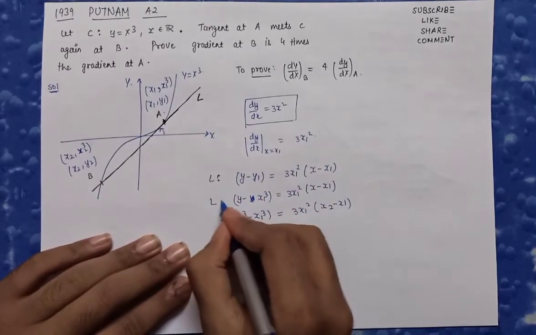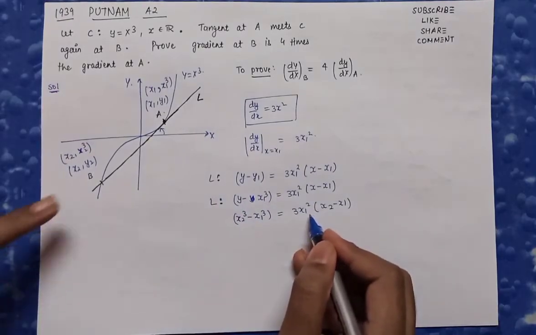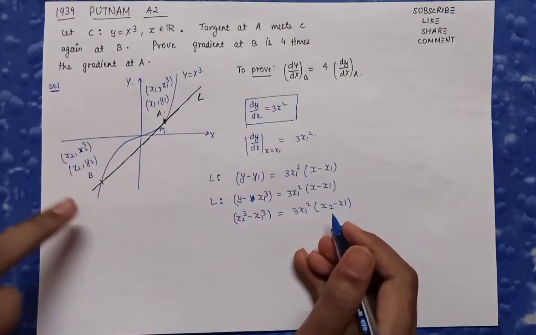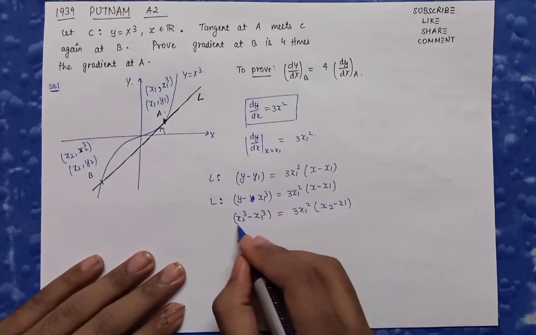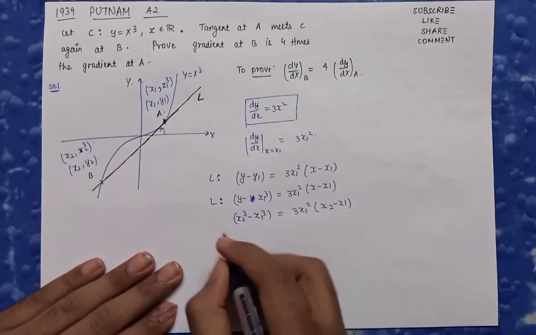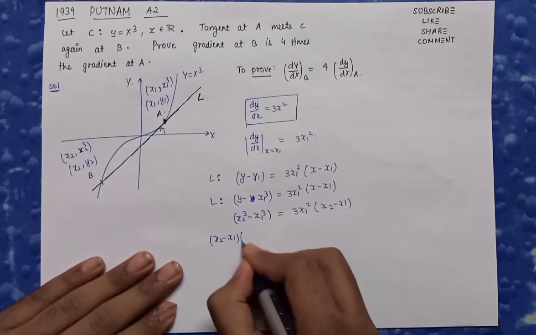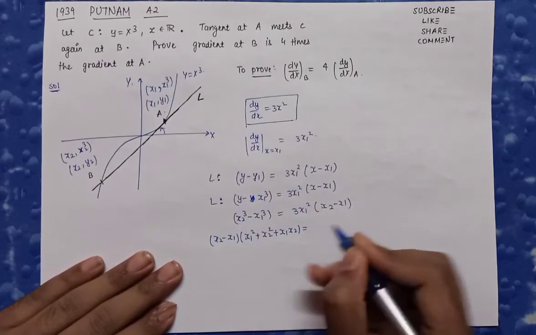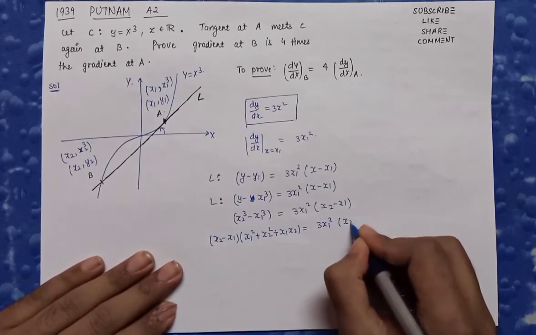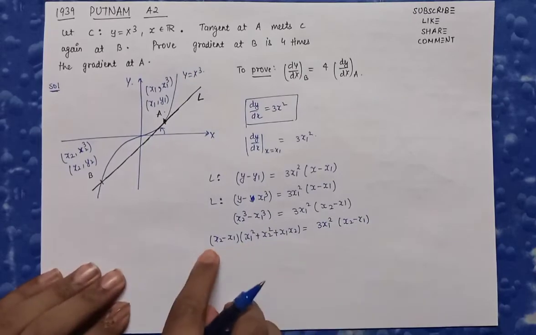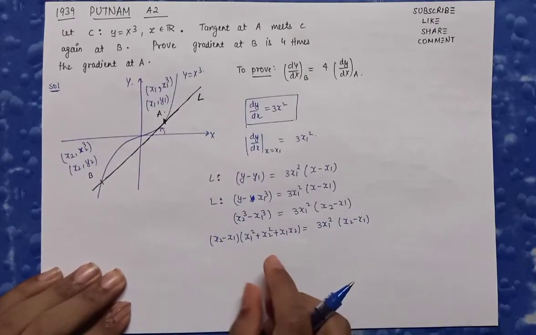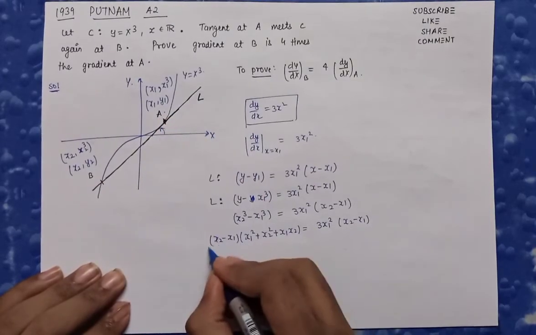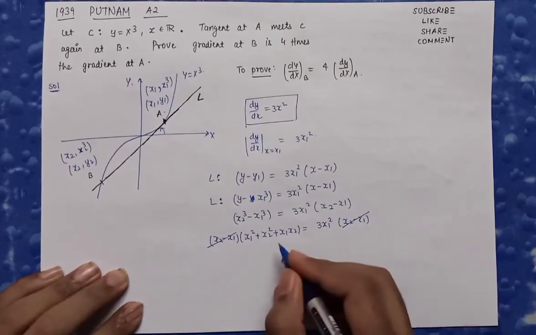This was the equation of the line L, but now I have made it satisfy this at point B. So this is not the equation of the line; I have just substituted this point because it satisfies the line. This is of the form a cubed minus b cubed, so let's factorize it. x2 minus x1 multiplied by x1 squared plus x2 squared plus x1 x2 equals 3x1 squared times x2 minus x1. Of course, x2 minus x1 cannot be 0, because it would imply x2 equals x1, which is not allowed since these are two distinct points. So I can just cancel it out.